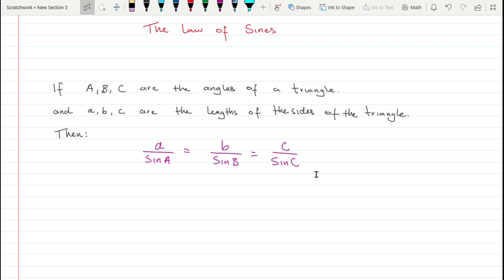What this means is that the ratio of the length of the side of any triangle to the sine of the angle opposite to it is the same for all three sides of the triangle. So those ratios are consistent. They're equal to each other within that triangle. And that really is all there is to the law of sines. It's very simple. Now, let's talk about how we figure out the law of sines.